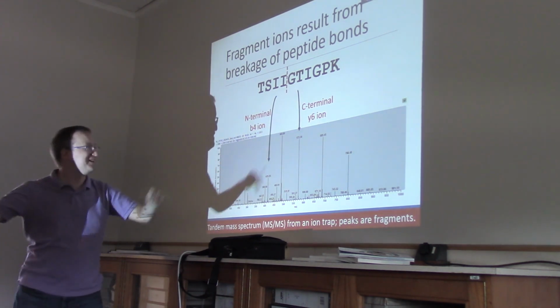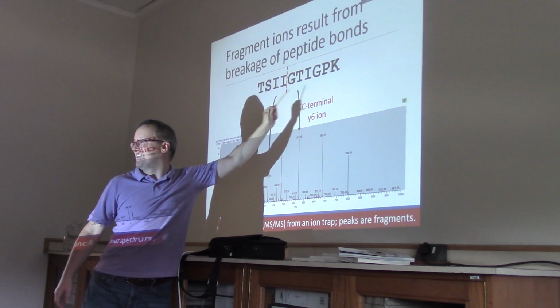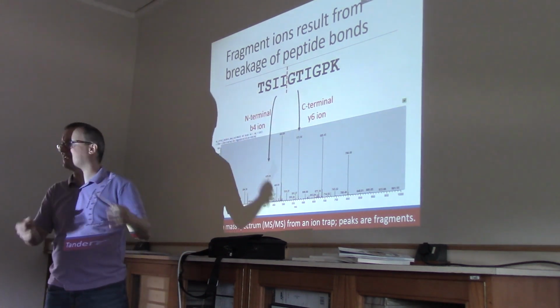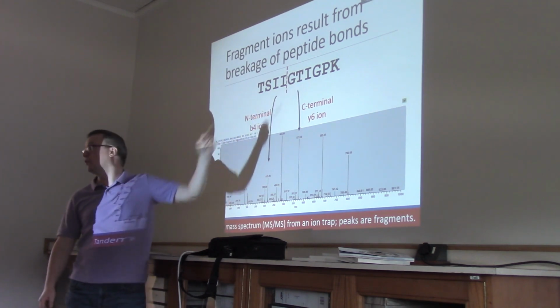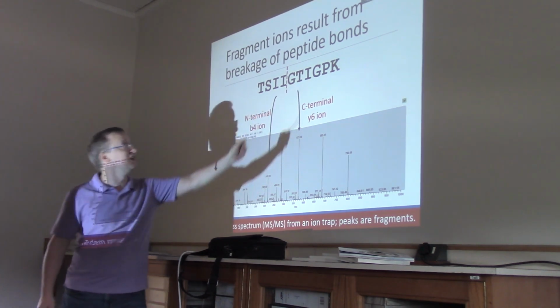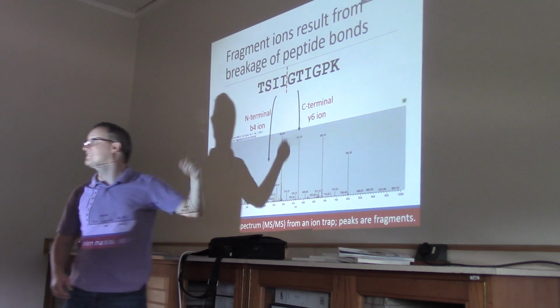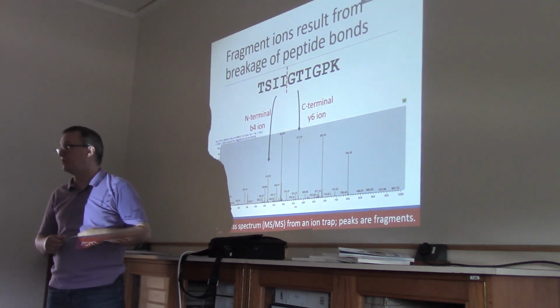Oh, I love that joke. Anyway, so these 6 amino acids together depart as a Y6 ion. B4 because it's got the 4 amino acids and it contains the N-terminus. This is the Y6 because it has 6 amino acids and contains the C-terminus.